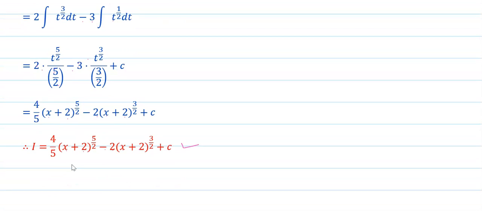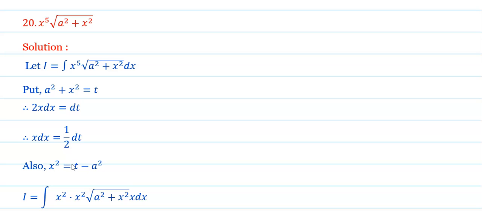Okay. Now the next. Problem number 20: integral of x raised to 5 into root of a square plus x square. Now here is x square. x raised to 5 can be written as x square into x square into x. Means what? The substitution we have got.